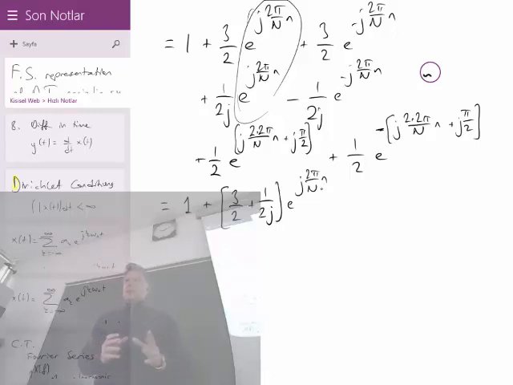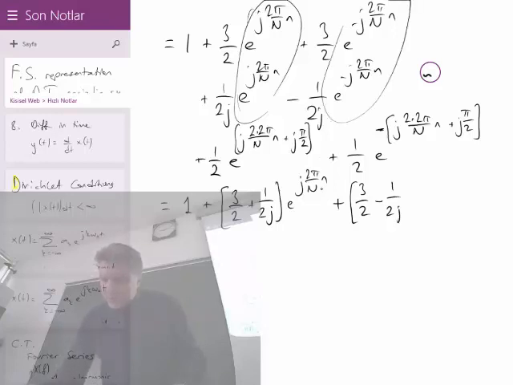As you see, the Fourier series coefficient is a single term here, and that is 3 over 2 plus 1 over 2j. It's a complex number. That is the Fourier series coefficient. What k does it correspond to? We will look at that. And then we have plus another 3 over 2, this time minus 1 over 2j. As you see, I'm combining these harmonics, and the corresponding coefficients are 3 over 2 and minus 1 over 2j. And the harmonic is this, e to the minus j 2 pi over capital N n.